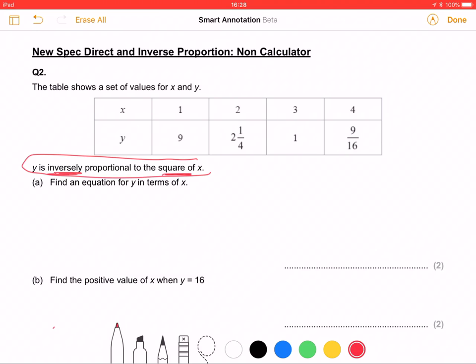Do you have a highlighter? Yes, you have a highlighter. Do I have a highlighter? Yeah. Well, I'm still new to this.